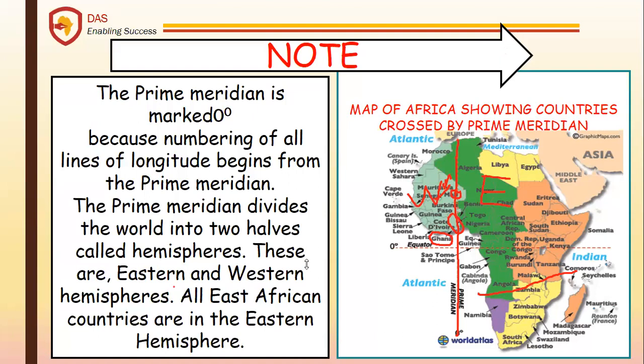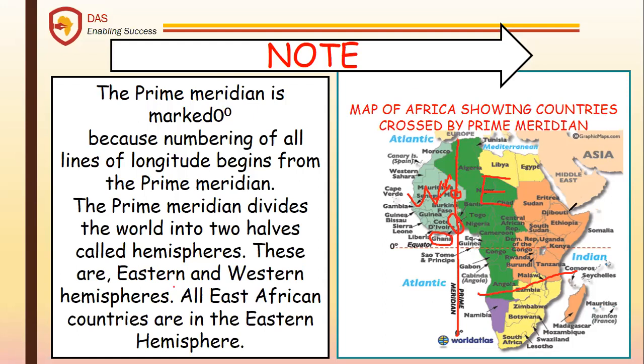Like Melissa, thank you for trying also. Algeria, Mali, Burkina Faso, Ghana, even Mauritania. Those are the countries crossed by the prime meridian. Now, in which hemisphere do we find them? They are found in both eastern and western because the line crosses them. So part of them is in the east, part of them is in the west.